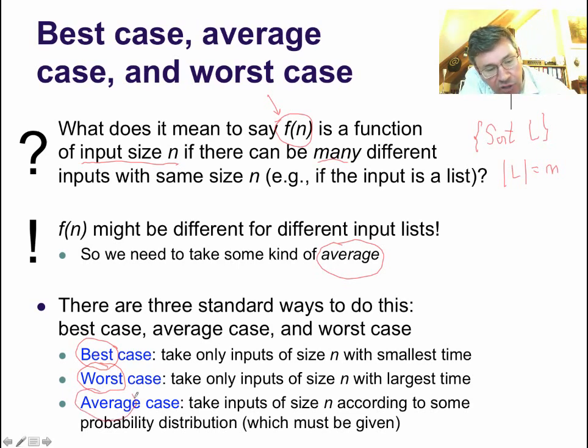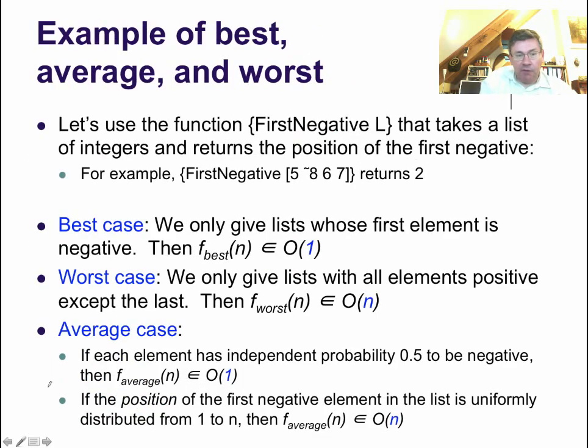And in an average case, we would take the inputs according to the kinds of inputs we expect. So there's some probability distribution. If we give random lists of integers, then the quicksort will be n log n. So there's three different ways that we solve this normally.